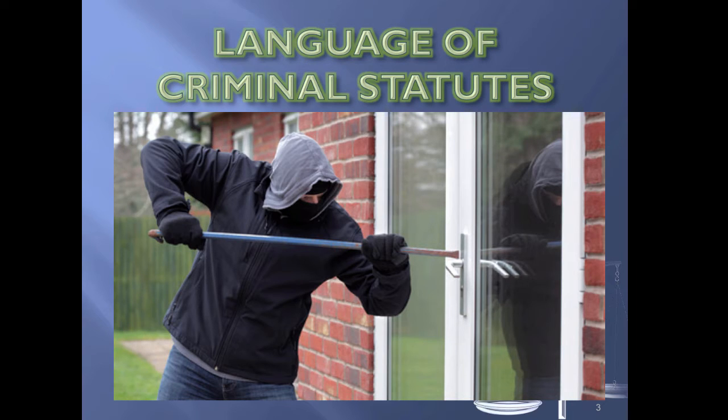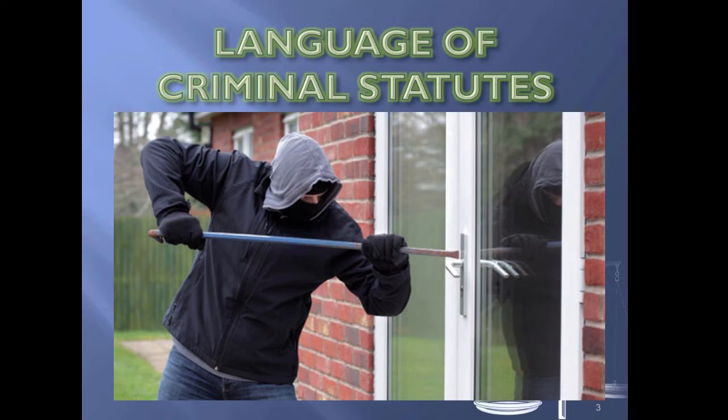We're going to start out talking about the language of criminal statutes, and that is how laws are written in California. For example, the Penal Code and the Vehicle Code, and how we read them and interpret them. So take a look at our friend here. This is what you might imagine when somebody's breaking into a house. And there is a criminal statute that prohibits people from committing this act.